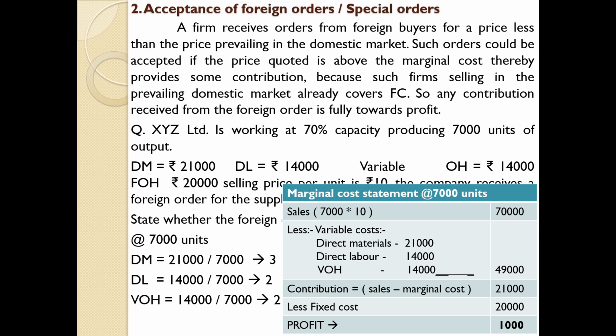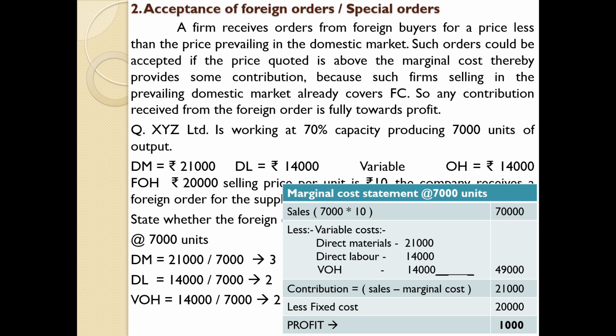If we add together these three amounts, you will get 49,000, and if you deduct 49,000 from 70,000, you will get the contribution during the period. From contribution, if you deduct fixed cost, you will get profit. So right now the business is earning a profit of rupees 1,000. Whether accepting 3,000 units at a price lower than the selling price generates any benefit to the business.